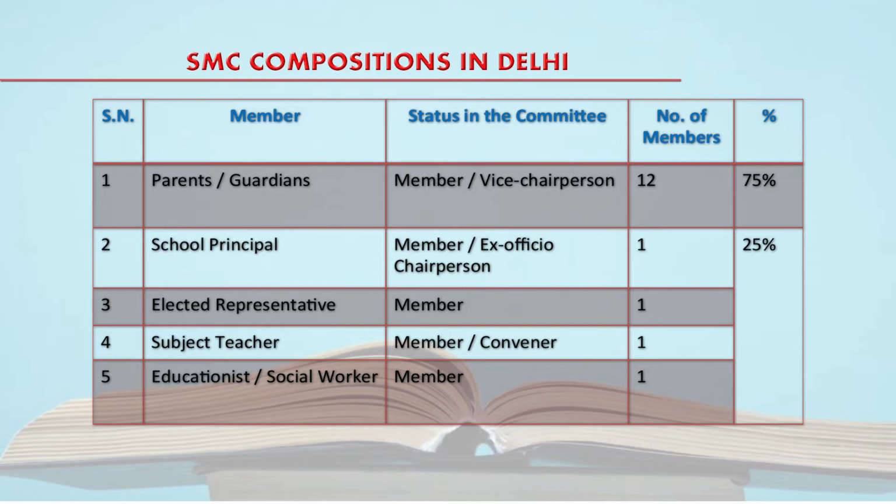Then further, an educationist or social worker, the civil society member, may be an educationist, may be a social worker, those who are working for the cause of development of the society, and for the development of education in the local area, will also be a member of the SMC. So accordingly, a 16 member SMC will be structured, and they will conduct at least 6 meetings in a year, and there will not be more than 2 months gap between two meetings.